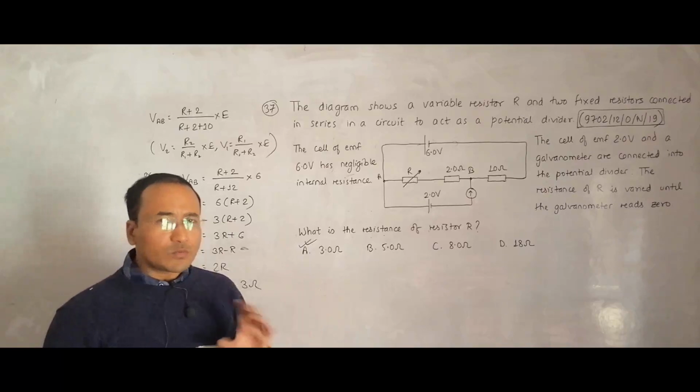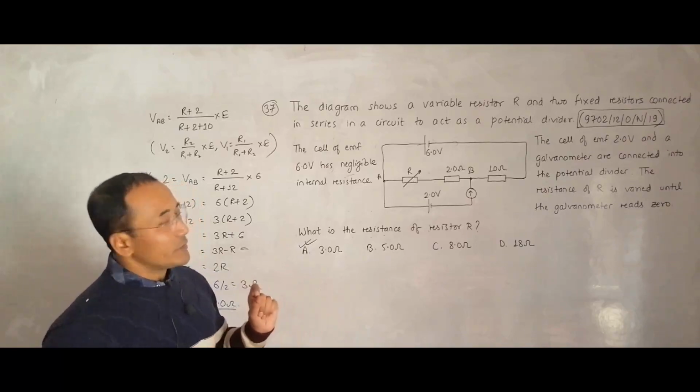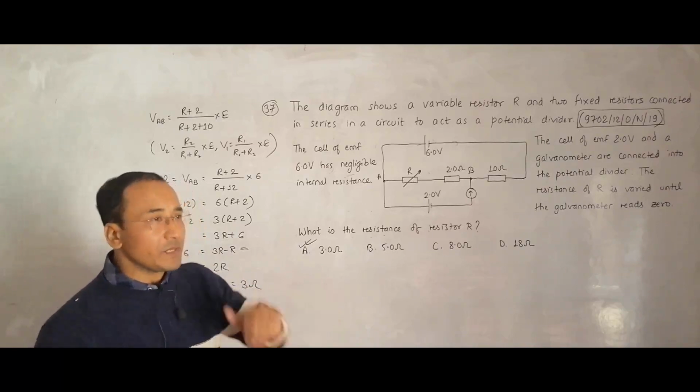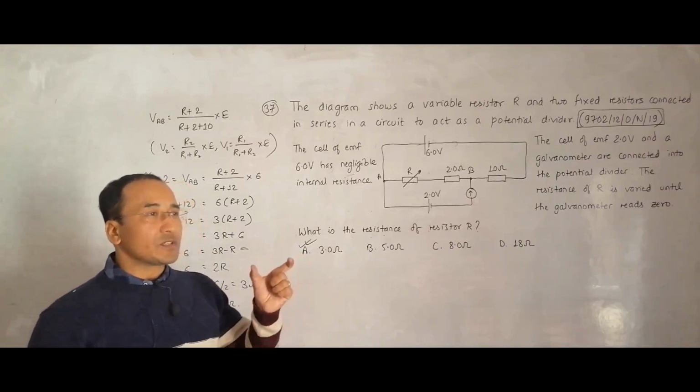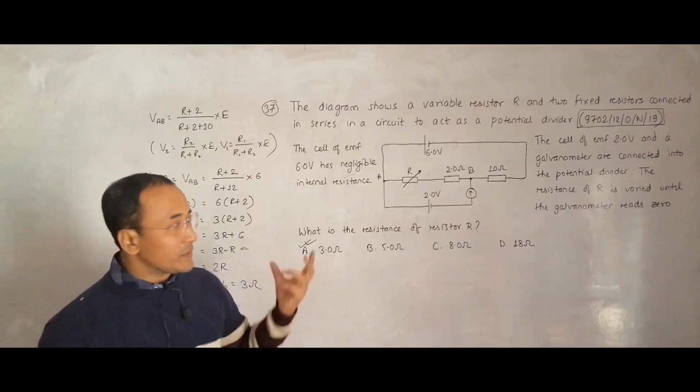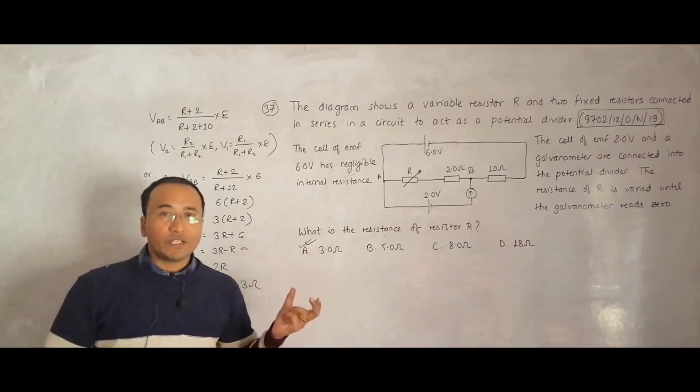Whatever the number of resistors, don't worry. The PD across which we have to find will be equal to the resistance across those two terminals divided by the total resistance, into the EMF. That is the formula you need to remember.